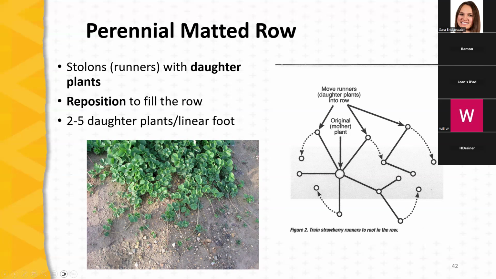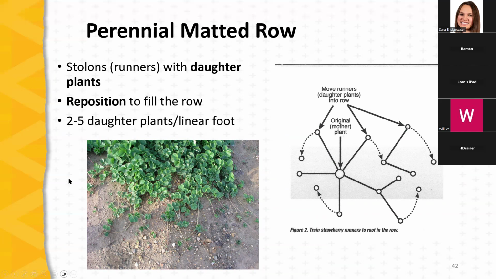If the bed is wider, you can leave more plants and spread them out to fill up the wider space. But if your bed is narrow, you don't want to leave more than 2 or 3 plants per linear foot. So it all depends on how wide your bed is. You want to fill the surface, but you don't want it to get crowded in there. You want to keep those plants separated at least 8 to 12 inches apart from one plant to another.